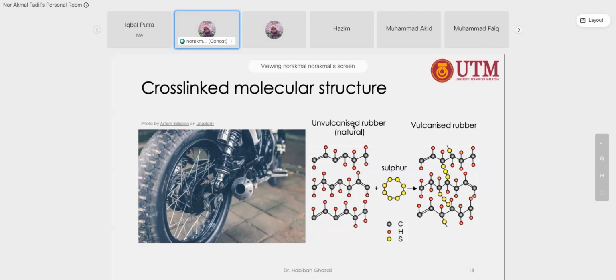So the cross-link molecular structure, for example, we react with sulfur. So the sulfur promotes the cross-link chain. So this is the first chain. This is the second chain. The cross-link attaches one chain to another chain. Okay, how to promote this? By addition of sulfur.